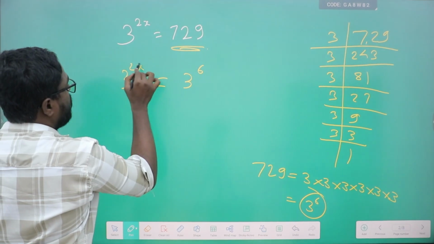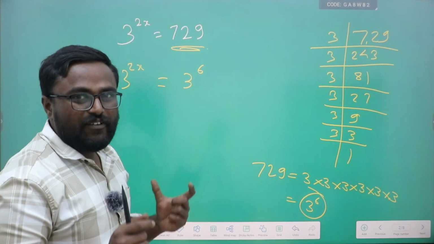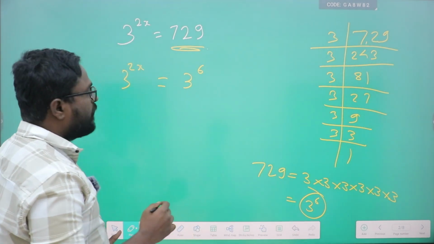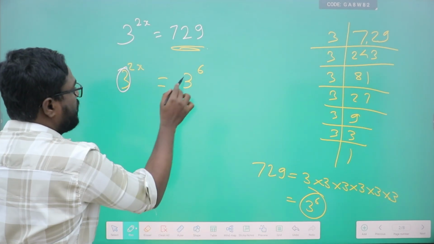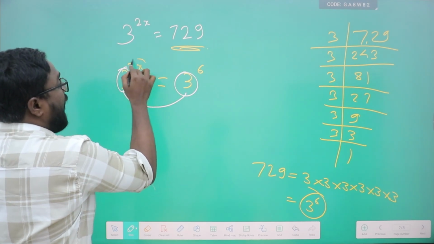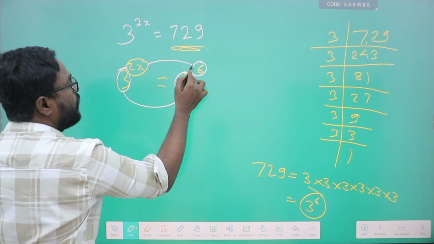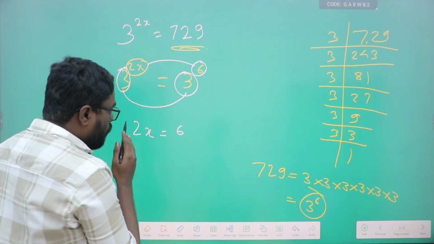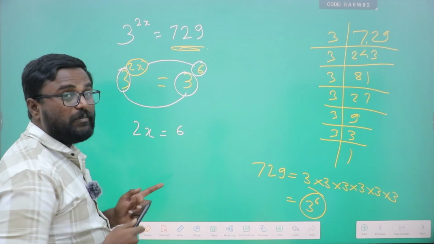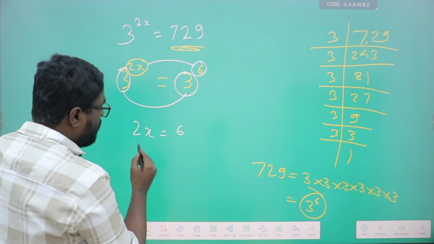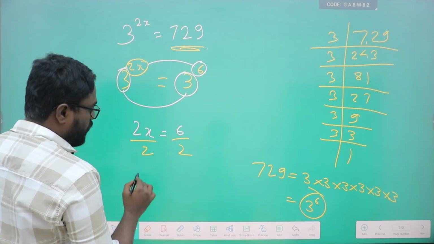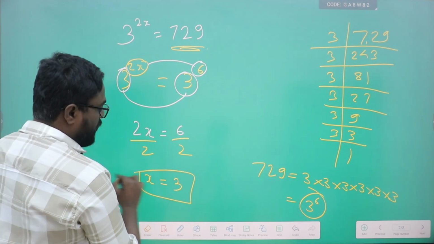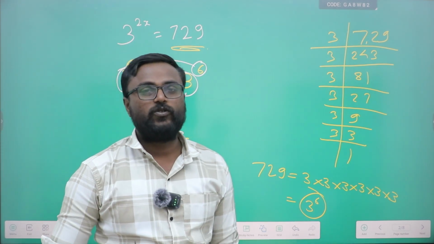Here we have 3 to the power 2x. Remember, if the left hand side and the right hand side of the exponential values are equal, it is only possible when the bases are equal, which they are, and the powers are also equal. So what will I do? 2x equals 6. Now this 2 is multiplied with x, so divide both sides by 2. What do we get? x is equal to 6 divided by 2, which is nothing but 3. So we have the value of x equals 3.